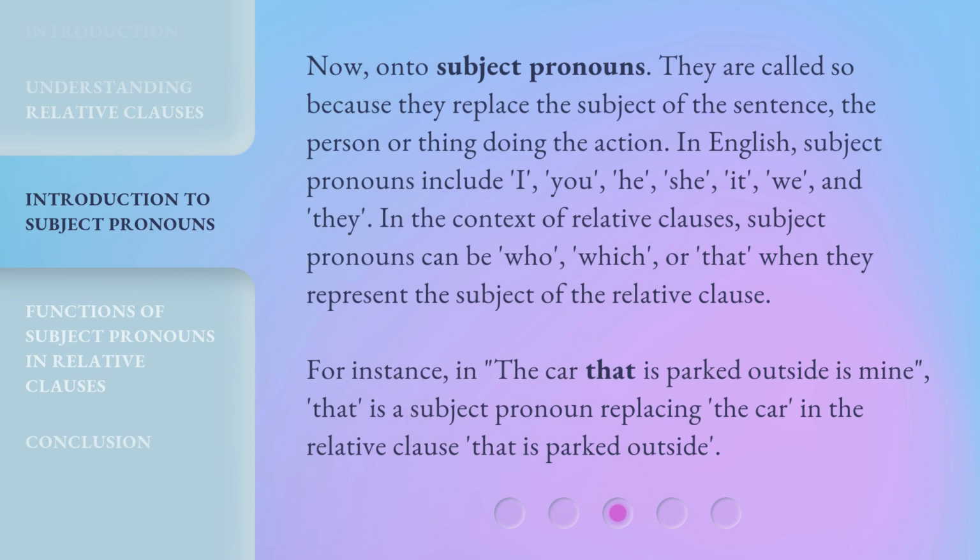Now, on to subject pronouns. They are called so because they replace the subject of the sentence, the person or thing doing the action. In English, subject pronouns include I, you, he, she, it, we, and they. In the context of relative clauses, subject pronouns can be who, which, or that when they represent the subject of the relative clause. For instance, in "The car that is parked outside is mine," that is a subject pronoun replacing the car in the relative clause that is parked outside.